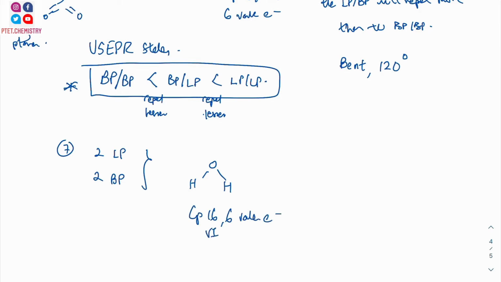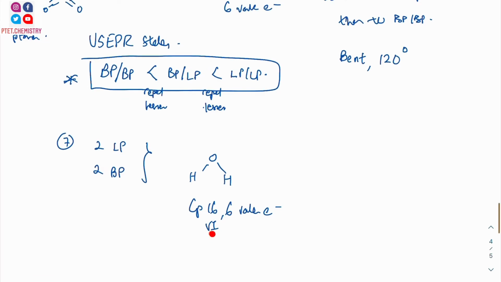You can call it group 6 or group 16. If group 6, you have to use Roman numeral. I'm using the numerical value here, so it's group 16 from my periodic table. There will be 2 lone pair.